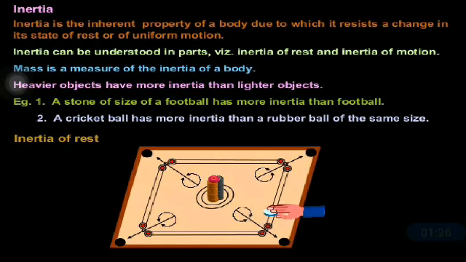Inertia is the inherent property of a body due to which it resists a change in its state of rest or of uniform motion. Inertia can be understood in parts, that is inertia of rest and inertia of motion. Mass is a measure of the inertia of a body, meaning the mass of a body decides how much inertia it offers. Heavier objects have more inertia than lighter objects. For example, a stone the size of a football has more inertia than the football itself, or a cricket ball has more inertia than a rubber ball of the same size.